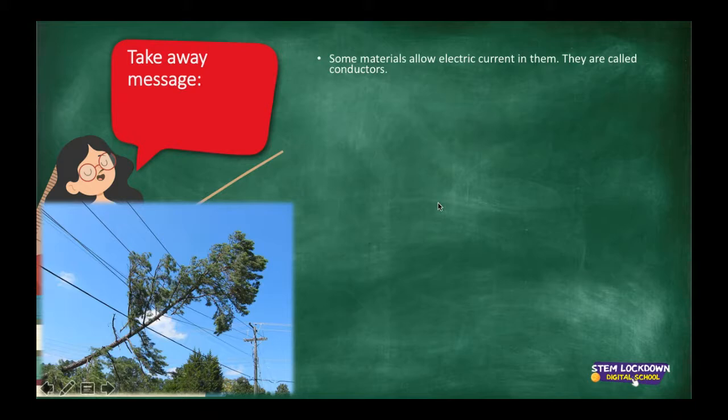All right, let's have a look at this over here. Takeaway message: some materials allow electric current in them. If materials allow electric flow, they are called conductors. Materials that do not allow electric current are called insulators. So it's basically the opposite. Materials that allow electric flow are conductors. Those that do not allow electric flow are called insulators.